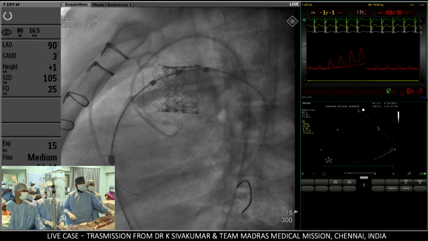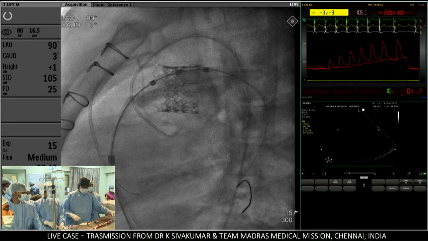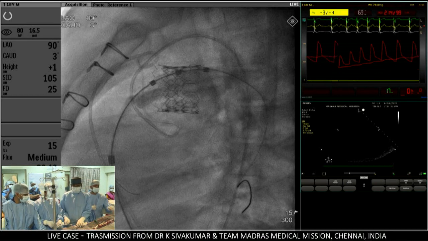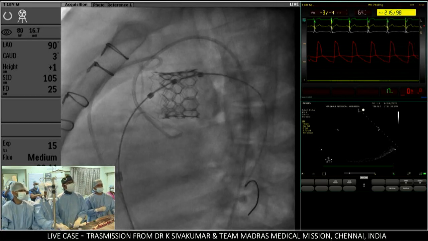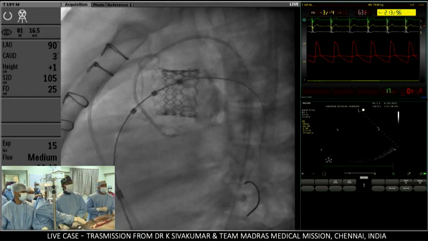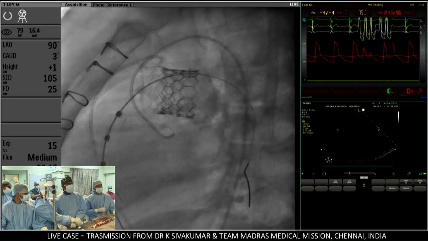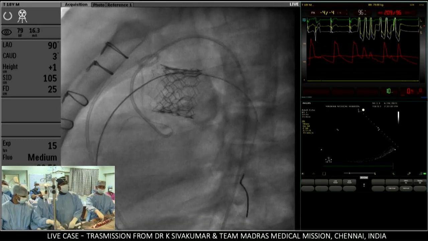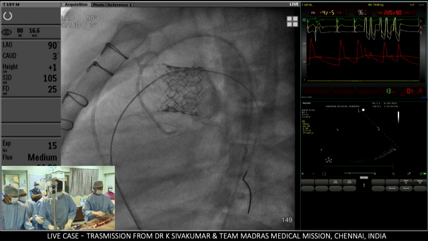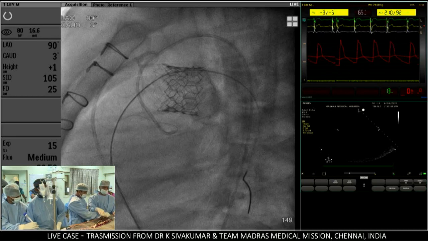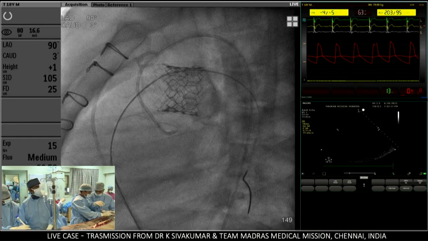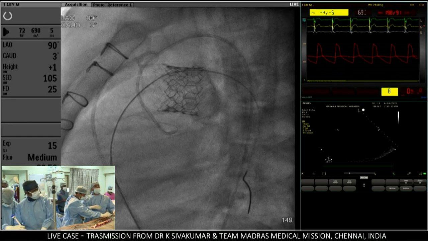So that is the Myval, Basil. Yeah, the Myval has the advantage of different sizes and also has a very nice delivery system, so you can push it and the valve goes easily. Fully deflate. Marker pigtail. Show the fluoro. And it goes up to 32 currently, doesn't it, I think?